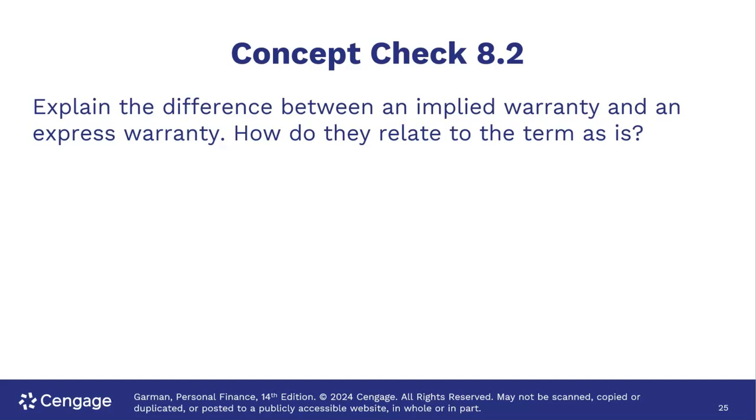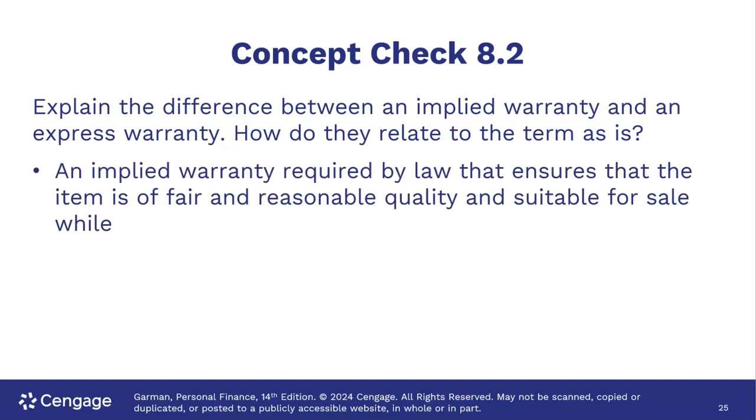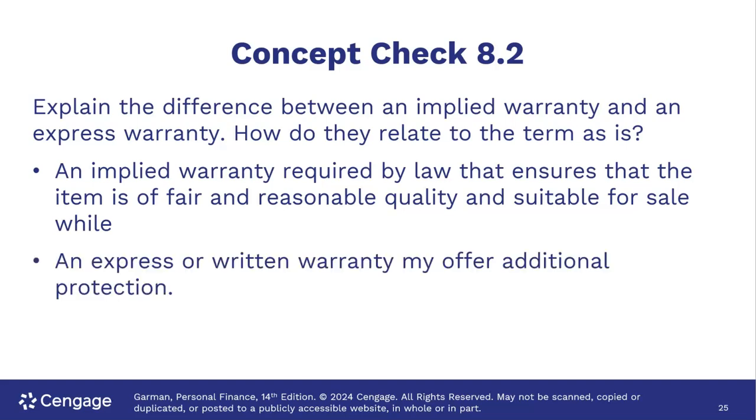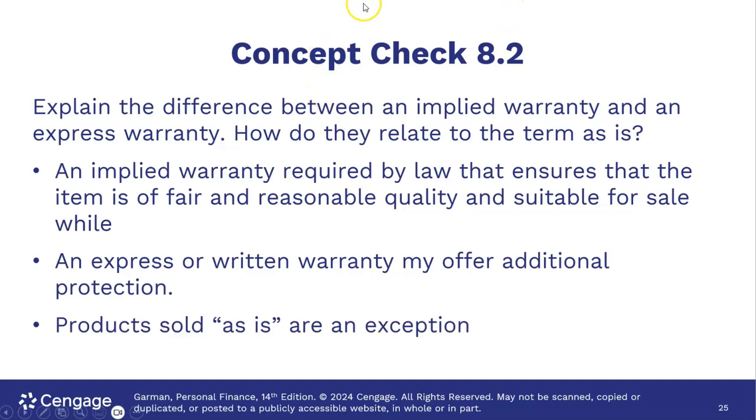What's the difference between an implied warranty and an express warranty? An implied warranty is required by the law that ensures that the item is of fair and reasonable quality and suitable for sale. Express warranty is a written warranty. It should offer additional protection. The products sold as is are an exception to the implied warranty.